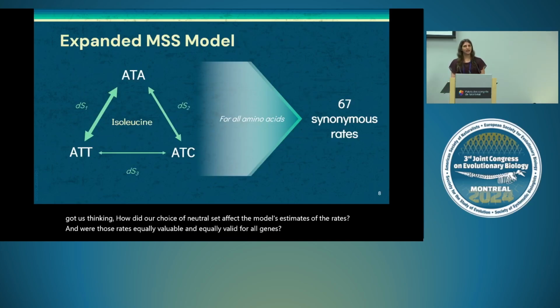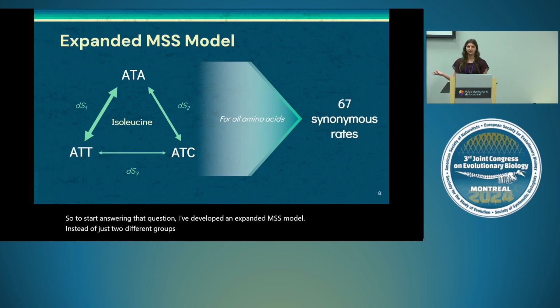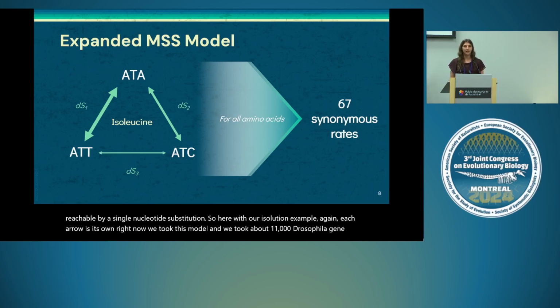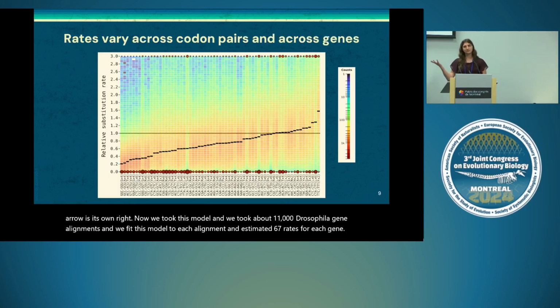So to start answering that question, I've developed an expanded MSS model. Now, instead of just 2 different groups, we have 67, one for each pair of synonymous codons reachable by a single nucleotide substitution. So here, with our isoleucine example again, each arrow is its own rate. Now, we took this model and we took about 11,000 Drosophila gene alignments, and we fit this model to each alignment and estimated 67 rates for each gene. And this is the result of that.